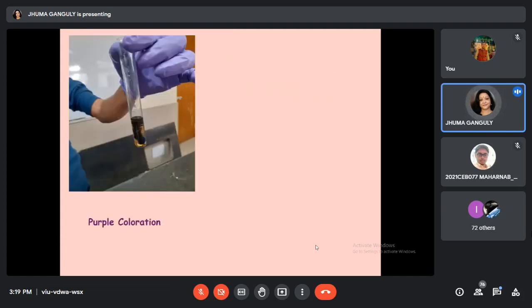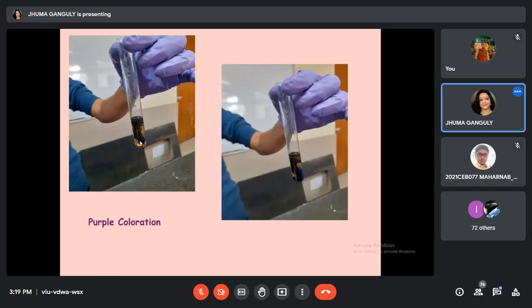When the reaction is over, the anion is precipitated down. We will see this color. So, deep blue color. Purple, no, deep blue, no. This is the resorcinol, so it is purple color.